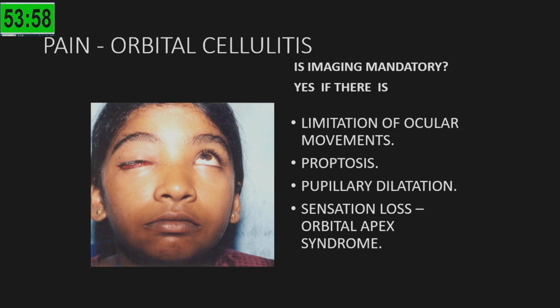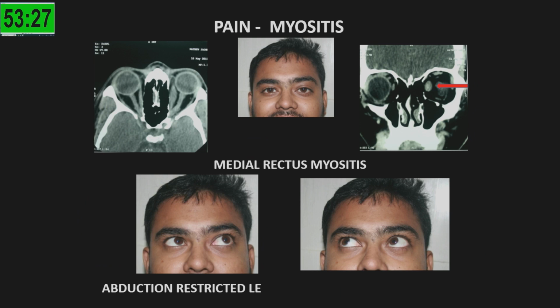And when do you do a CT in orbital cellulitis? In the textbooks it says when there is limitation of ocular movements, proptosis or pupillary dilatation. But we do a CT after we start systemic steroids and antibiotics, after 2 days. Because then after the edema subsides, you can see if there is an abscess, if there is a swelling underneath, etc. But if there is sensation loss, you have to think of orbital apex syndrome, and then you have to do an MRI or CT more urgently.